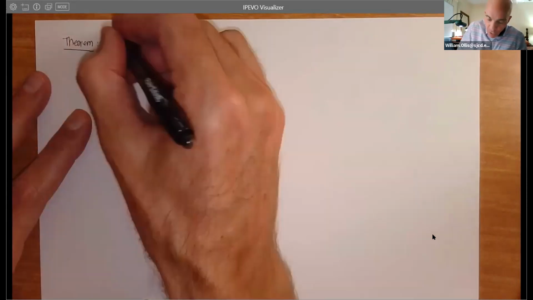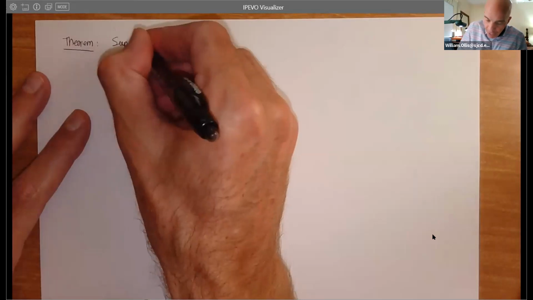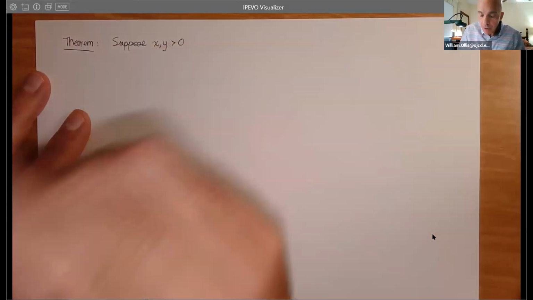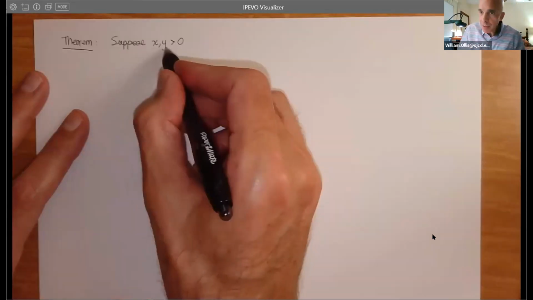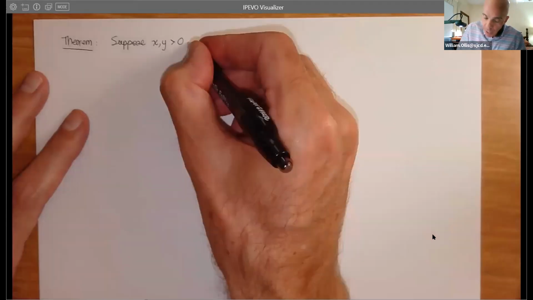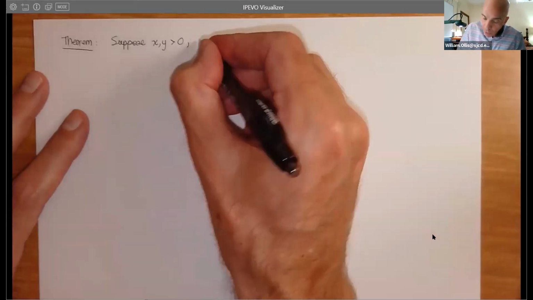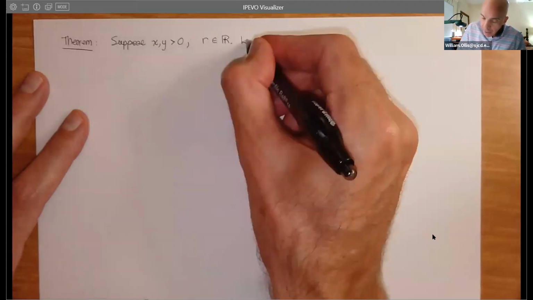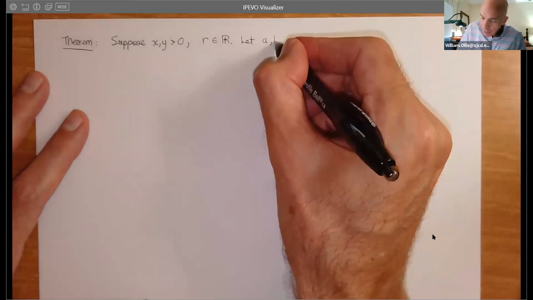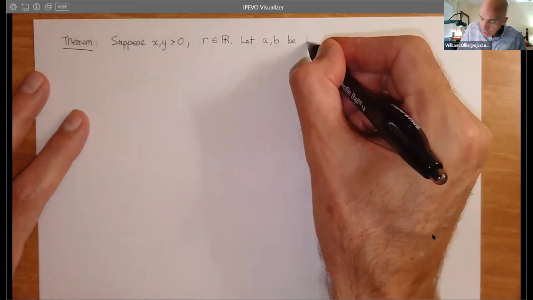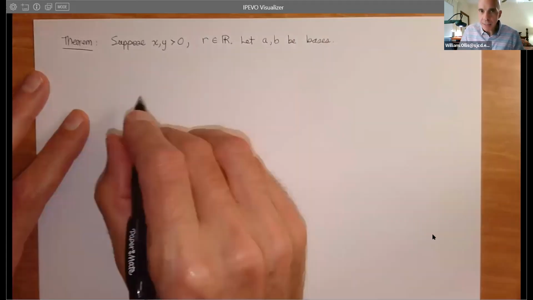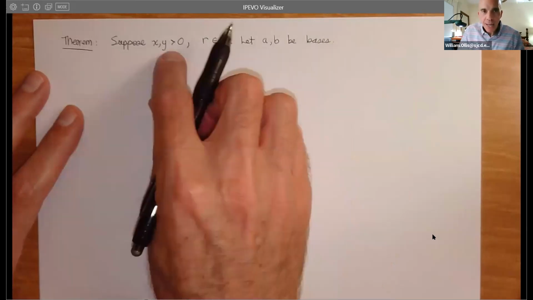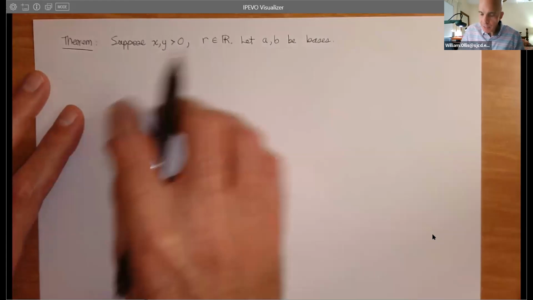So we're going to suppose that x and y are positive. We want to make sure that when we take the logarithms of these inputs, the logarithm makes sense. And we'll just say r will be a real number, and let a be the bases. Maybe we'll need two bases. So we'll have bases a and b, we'll have a real number r, and then we'll have real numbers x and y that are strictly positive.